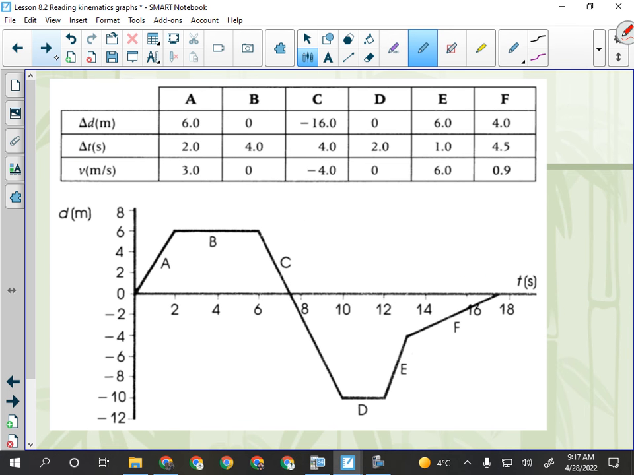So we have a position versus time graph here. Here's some things I might ask you to do on an exam or on a quiz. Knowing that displacement is final position minus initial position, knowing that distance is how far, so the total distance traveled, knowing that speed is distance over time, and that velocity is displacement over time.